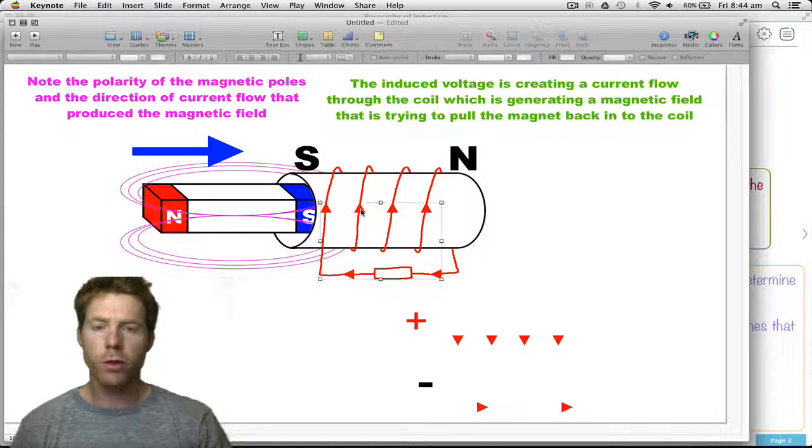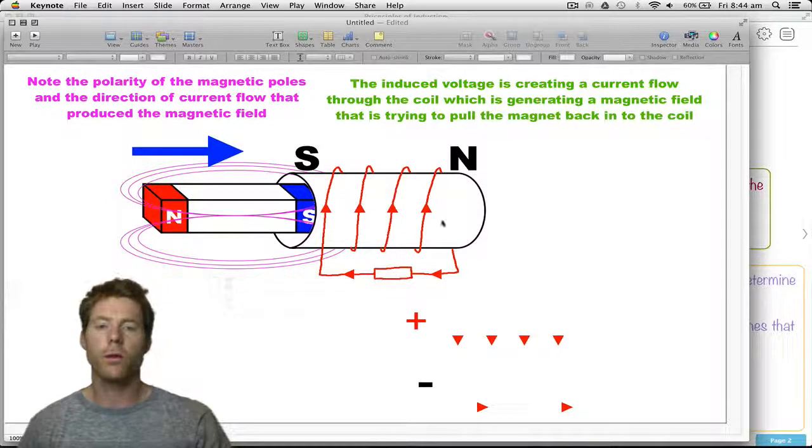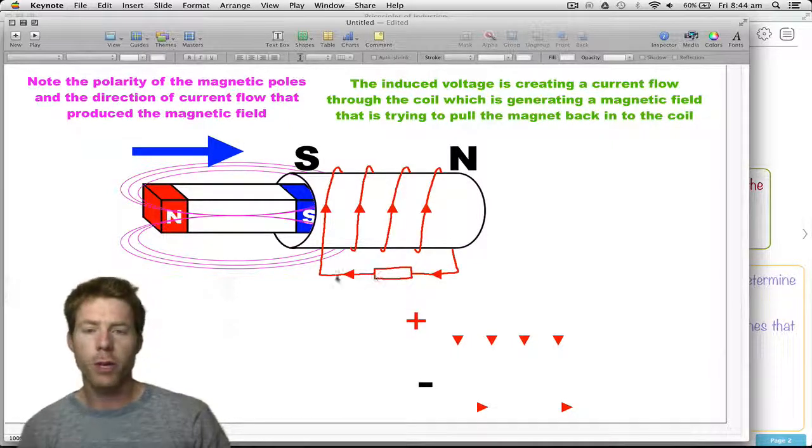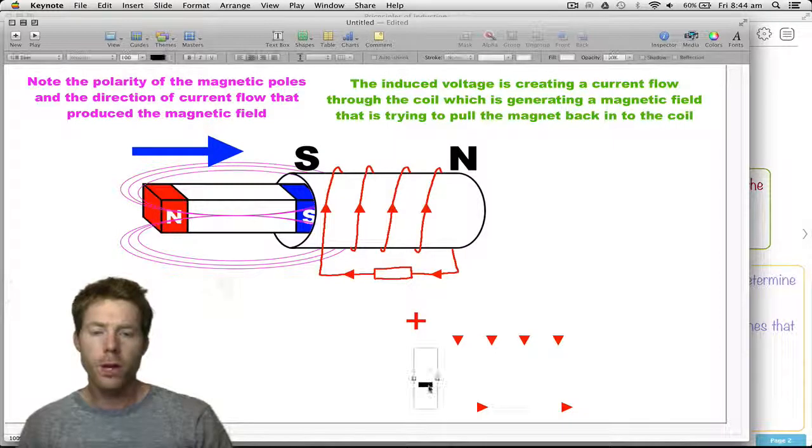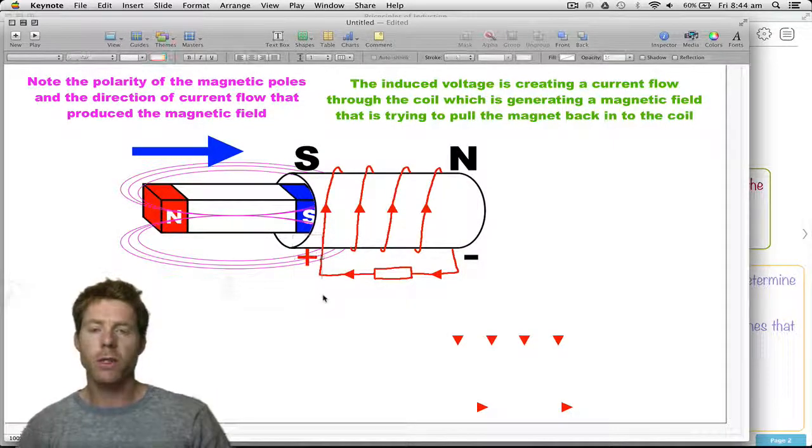So the electrons are traveling up through here, down the back, up at the front, down at the back, and so forth. Because we've got an external circuit, those electrons will flow through the external circuit. Therefore, we must have a negative over this side, positive over this side.